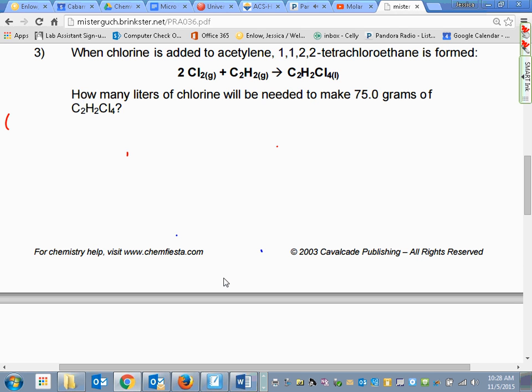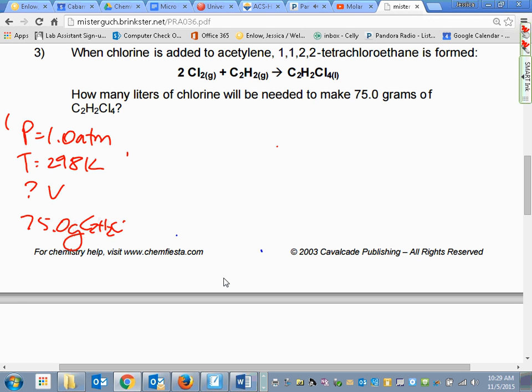All right, where'd you guys start at here? Go for it, Hayden. Okay, well, did you start by writing down your givens? Just a quick reminder. We knew that was 1 atmosphere. We knew it was 298 Kelvin. We knew our question was volume, and we know that we have 75 grams of this stuff here. Okay, you said you want to start with that. Why? Right, convert that to moles and do what with it?